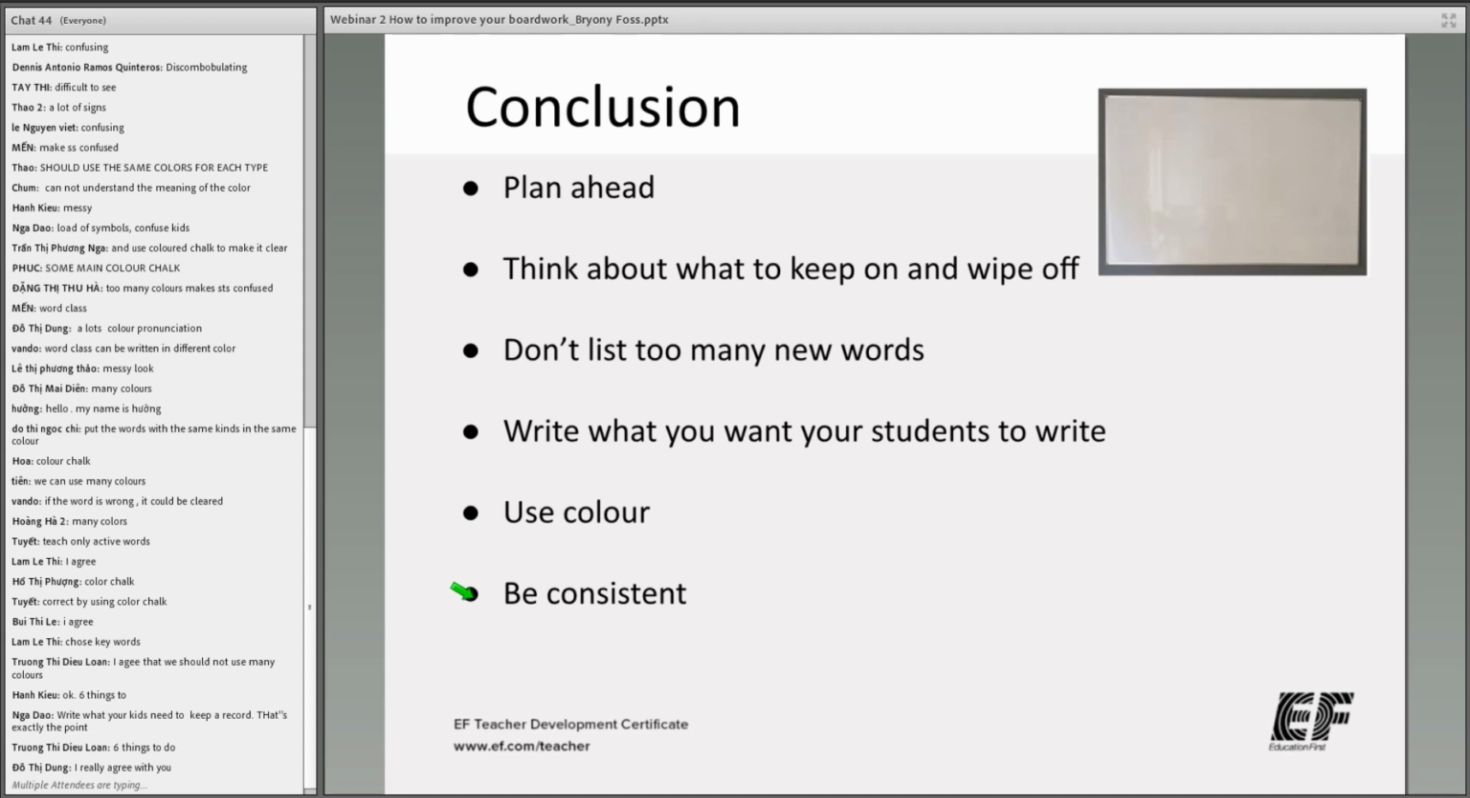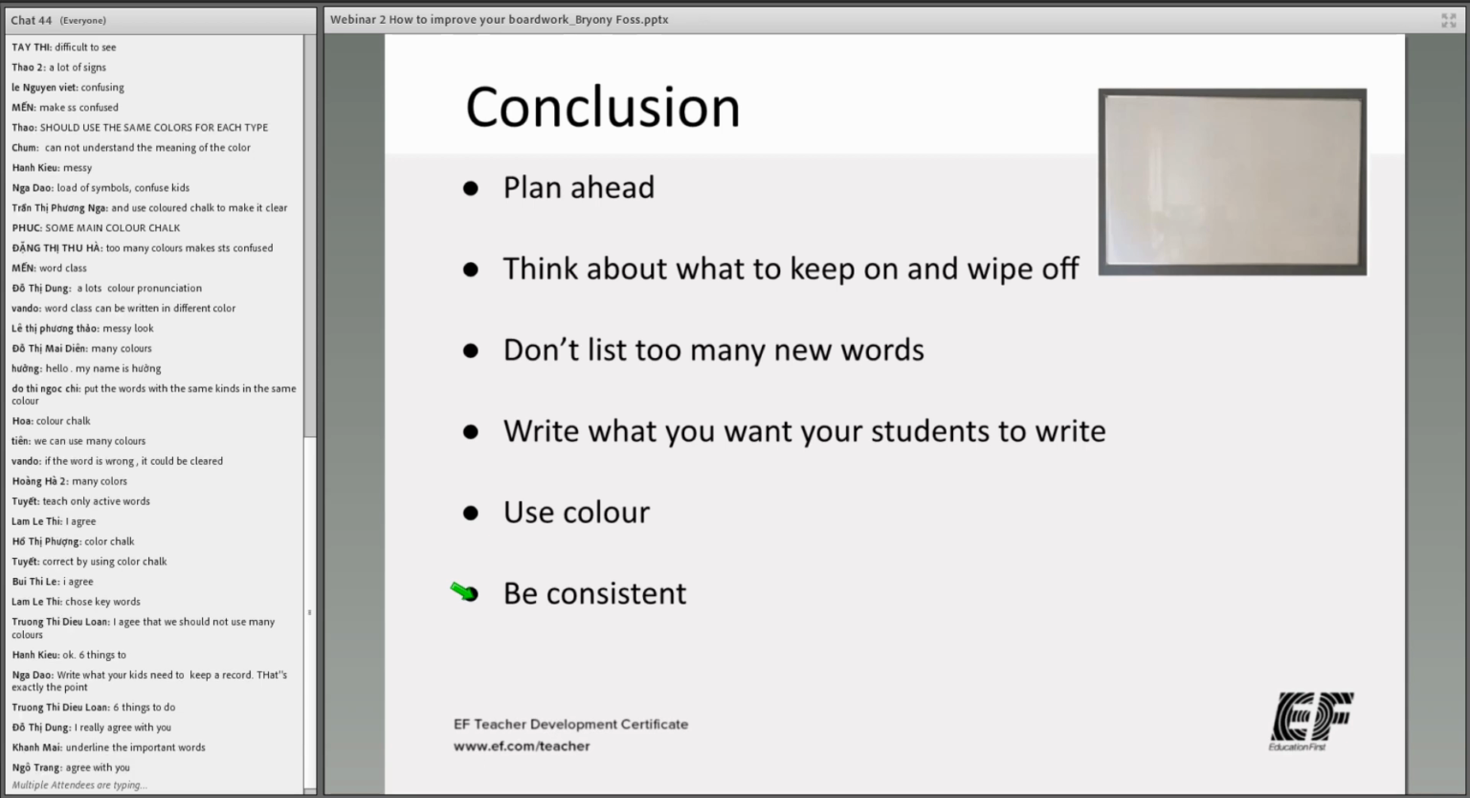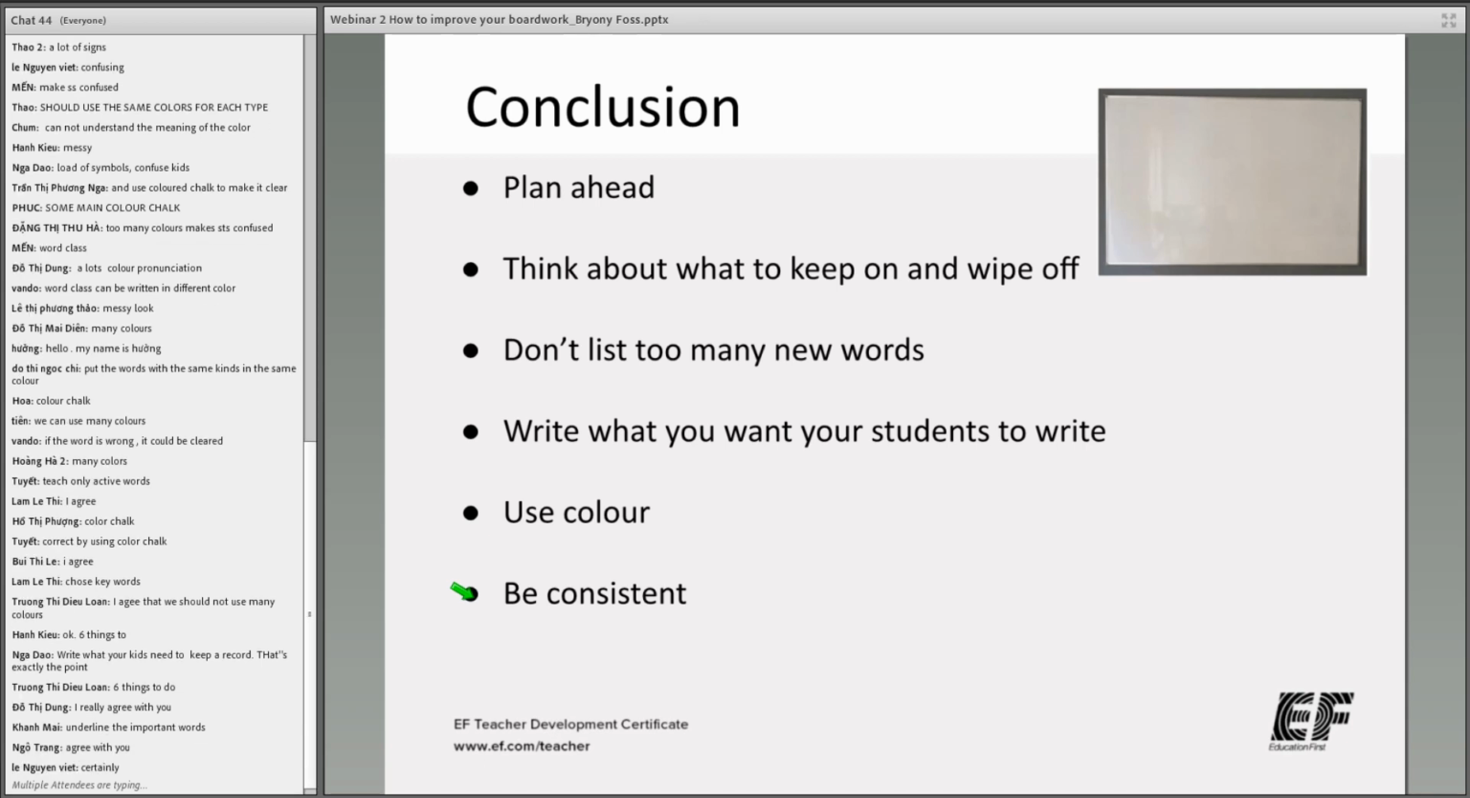They will know where to look on the board for new vocabulary, where they need to look for discussion questions. And they will learn what your specific teaching patterns are. So I hope that this has helped you. I recommend spending some time focusing on your board work.